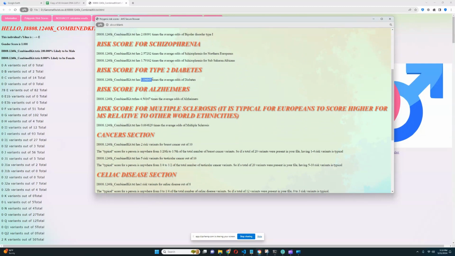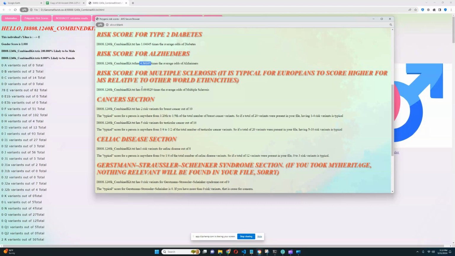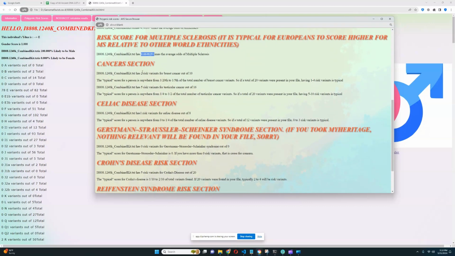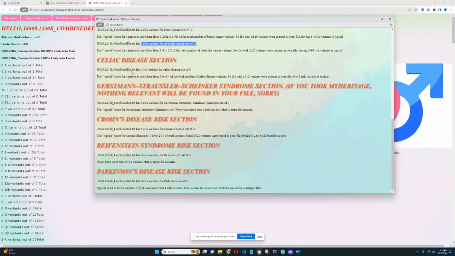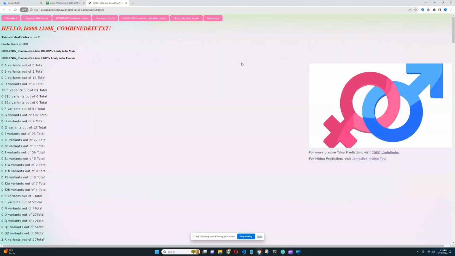It looks like he's got above average odds for type 2 diabetes, pretty much spot on average, and definitely very increased odds of Alzheimer's. Actually, quite high risk score for Alzheimer's here. He's got a below average odds of multiple sclerosis, 2 risk guidance for breast cancer out of 10, which is quite typical, 5 for testicular cancer out of 16, which is also quite typical, actually kind of low, 1 risk guidance for celiac disease out of 8, which is also typical. Nothing relevant was found for Crohn's disease and Reifenstein syndrome, and for Parkinson's, it looks like 0 risk guidance here. Once again, that's really good.